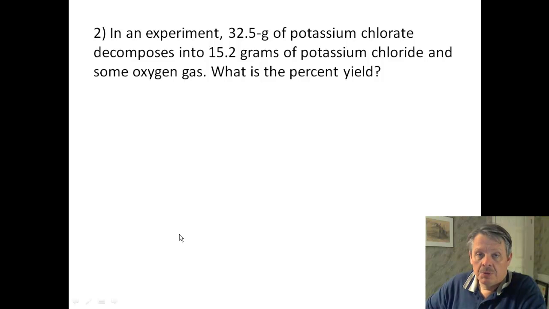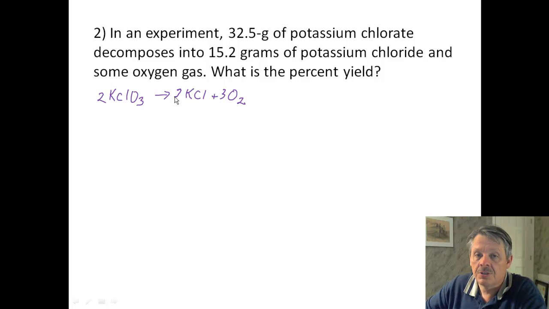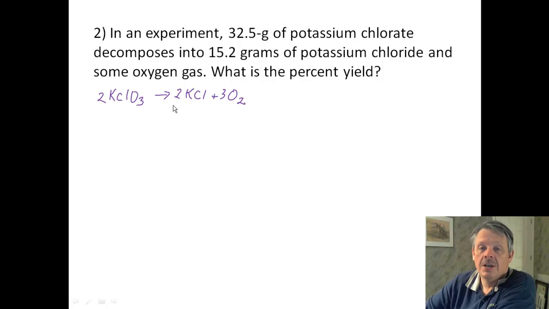Let's go on to a second one. In an experiment, we have potassium chlorate and it's decomposing. Well, potassium chlorate is KClO3. It decomposes into potassium chloride, which is KCl, plus oxygen gas. Well, clearly that's not balanced because we need to have 3 of these and 2 of those to make it 6 oxygens. So that means we have to have 2 KCl's. So we are now balanced.